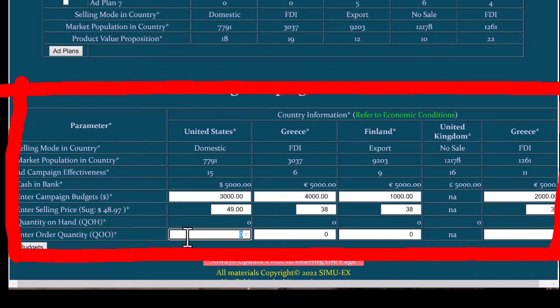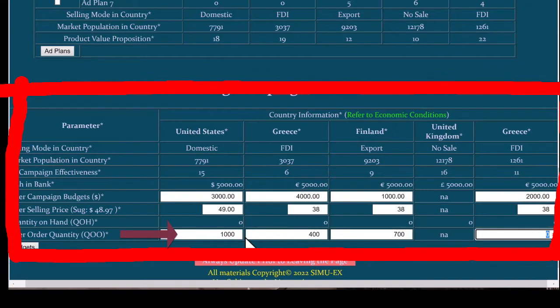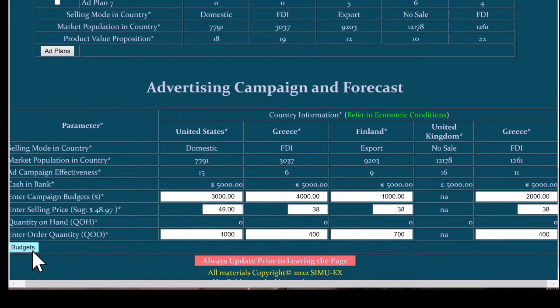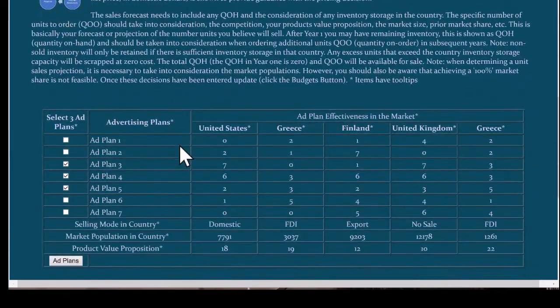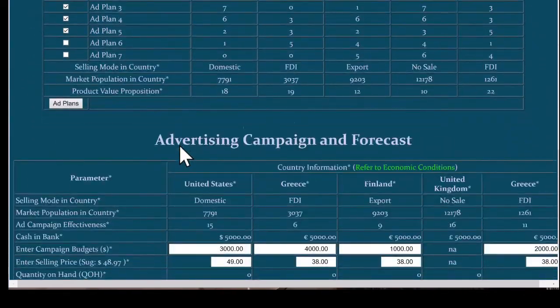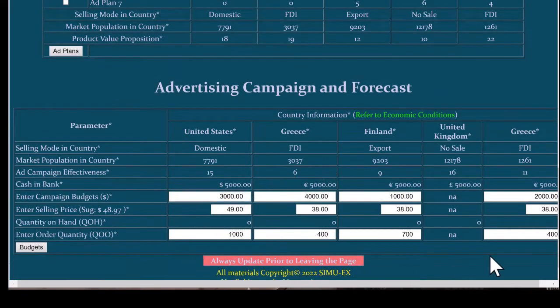The third decision that needs to be made is how many units you are projecting will be sold in this particular market or country. And again, that depends upon the competition, the promotional aspect, the value proposition, the price. All of those play a role in the decision on how many units you will sell. Then, once you have made that determination, you then decide how many units to order, that is, how many units you are going to order to sell in a particular country. And once you're done, you update the information, and it now reflects those decisions for you.